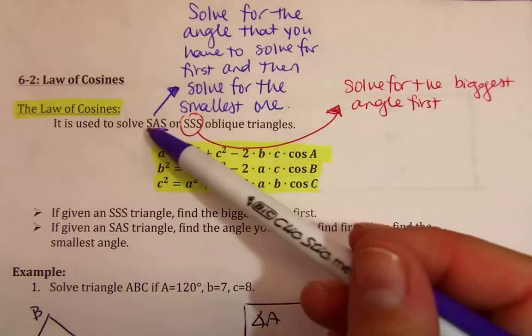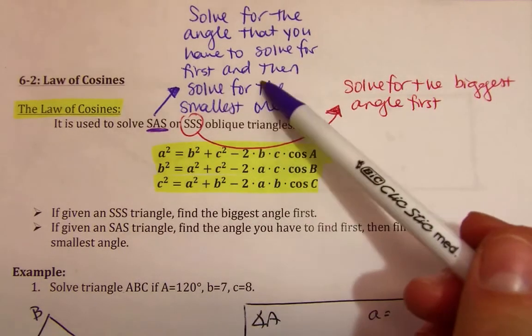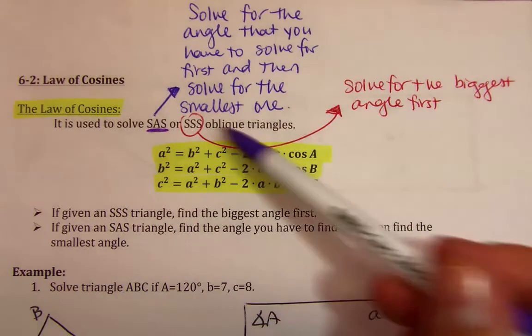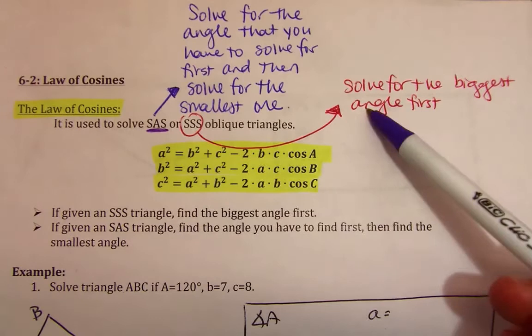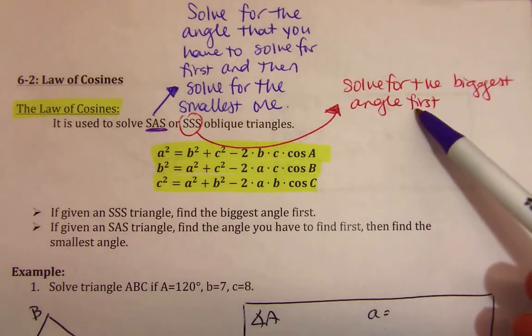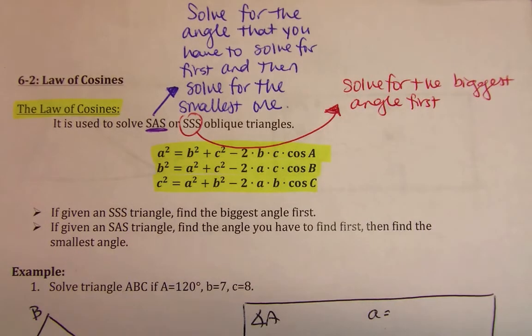Typically, if you have SAS, you want to solve for the angle that you have to solve for first, and then the smallest one, and that'll make sense in our next example. If you have side, side, side, you want to solve for the biggest angle first. And remember, the biggest angle is across from the biggest side. These same two notes are right here. I just want to make sure we point those out and remember the process for those two situations.